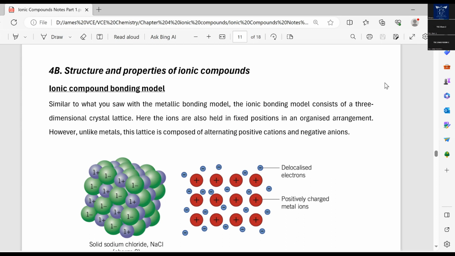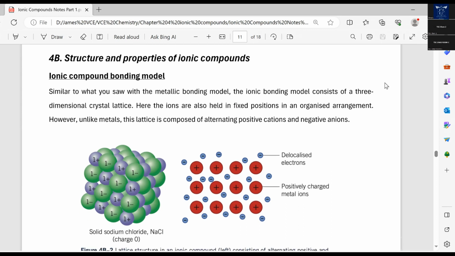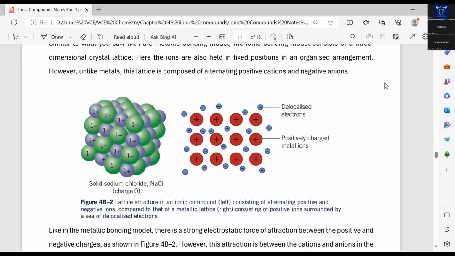So this is an ionic compound bonding model. This one is generally metallic, a metal structure. When you are drawing for metal, you should be able to draw this one. This is the metallic lattice structure, on the right side. And then the ionic lattice structure for an ionic compound is this.